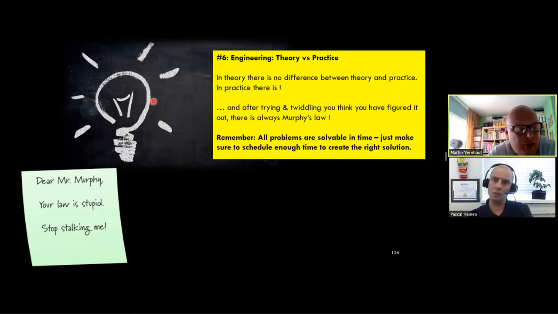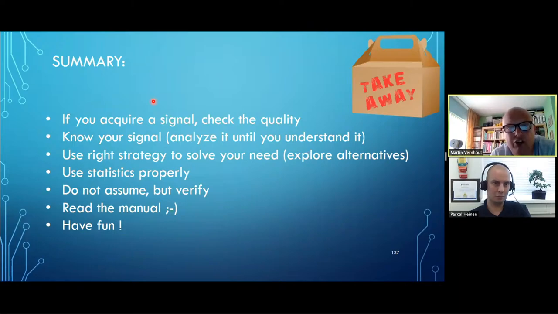Try to learn from your signal. See actually what's going on beneath the signal. Just don't calculate an average and be happy with it. Try to do a little bit more. That means, in summary, if you acquire a signal, check the quality. Always good advice. Know your signal. Analyze it until you understand it. If you don't understand your signal, you actually don't know what your measurement actually is doing.